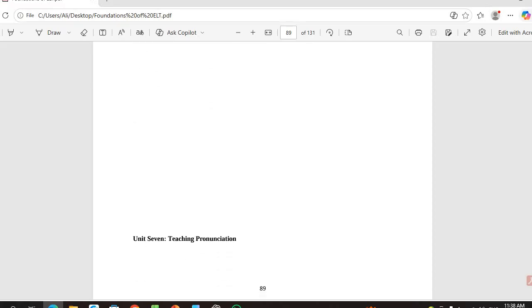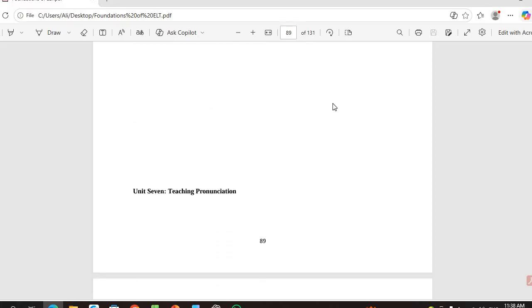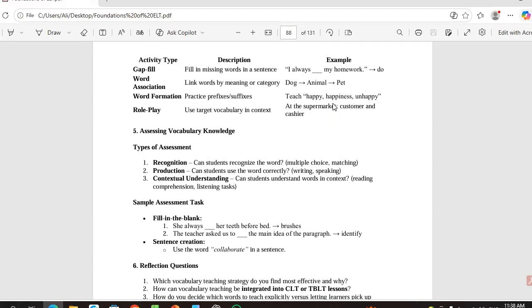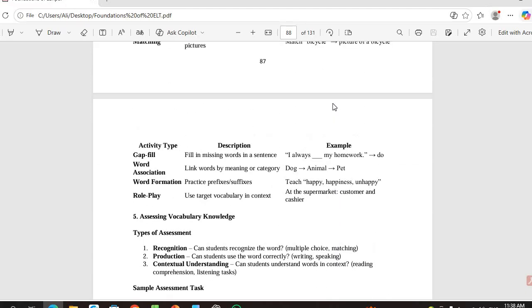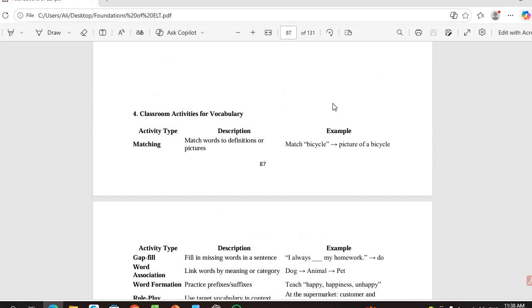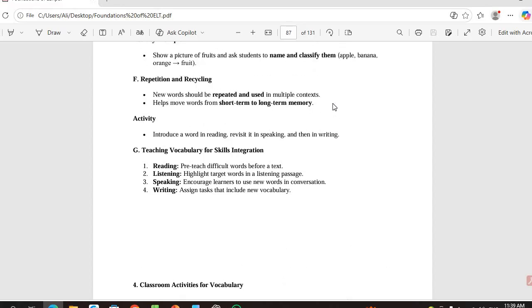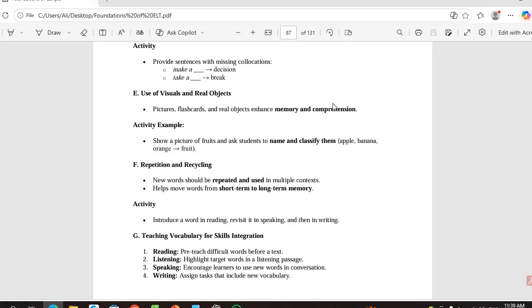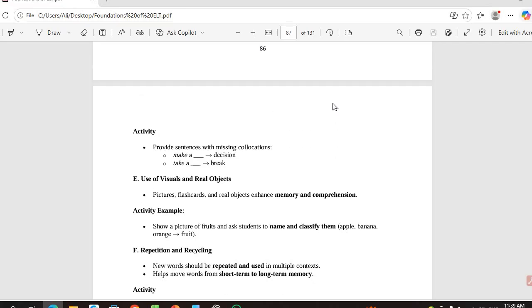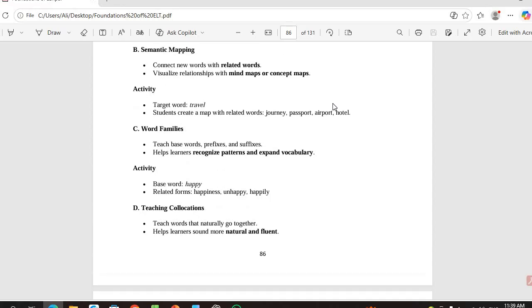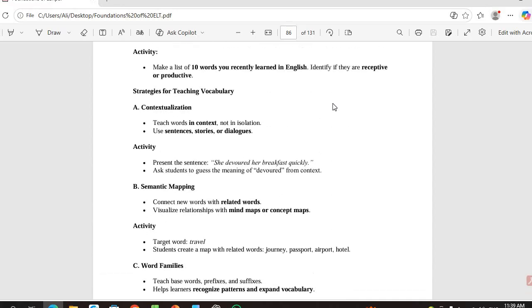And there are ways of teaching vocabulary. You need to check them again. You have class now. You have teaching vocabulary for skills integration, repetition and recycling, use of visual and real objects, teaching collocations, word families, semantic mapping, contextualization. These are the best ways of teaching vocabulary.